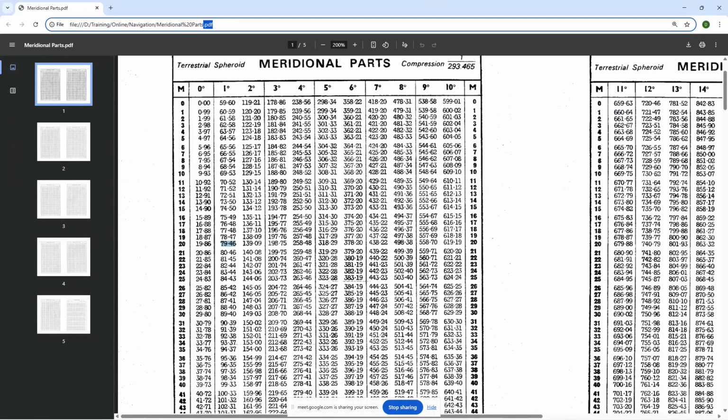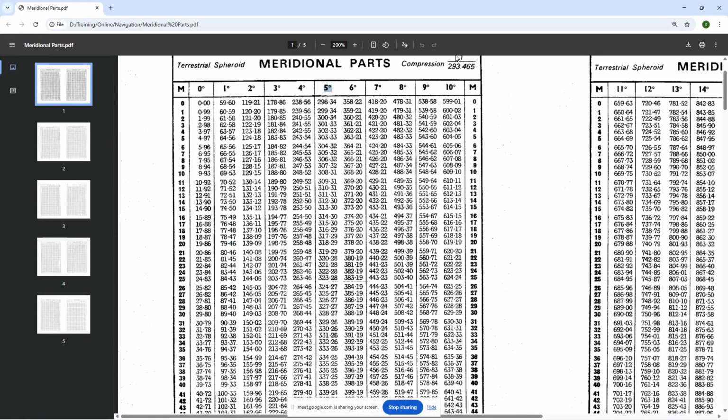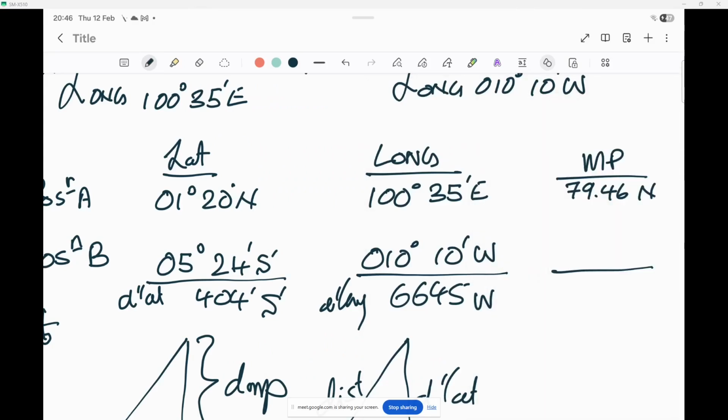5 degrees is here, and 24 south, 5 degrees 24 minutes is here, and that is 322 decimal 28. Okay, 322 decimal 28, which is south.